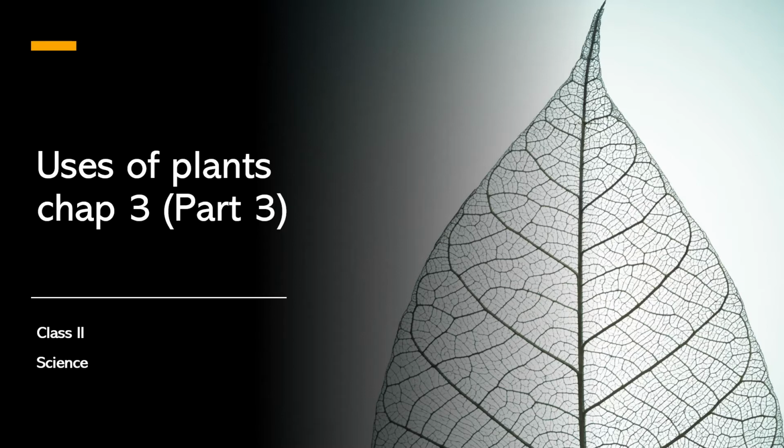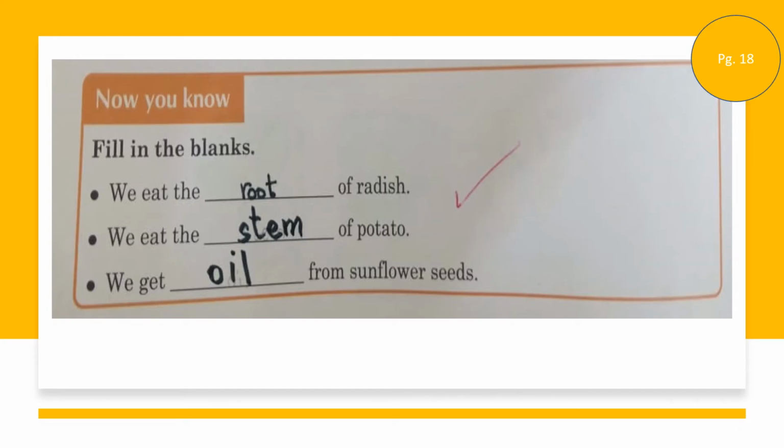In this video we will do the book exercises and the copy work of the chapter. In the previous videos we have covered how we can use different parts of plants as well as different types of plants. Now students, let us start the book exercises. Turn to page number 18 and you will find the section of Now You Know. Make sure that when you are filling out these exercises, your pencil is sharp.